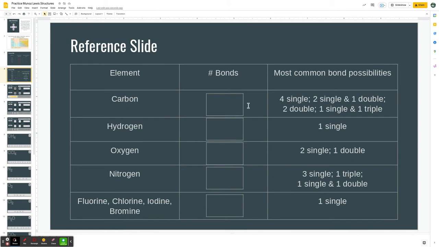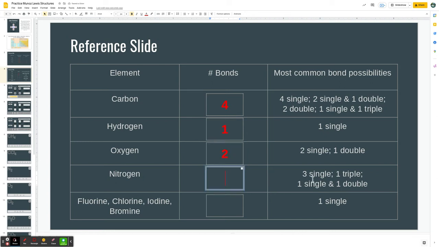Carbon. Carbon can do all of these things. It can make 4 single bonds, 2 single and a double, 2 double, or 1 single and 1 triple. So it has the ability to make 4 bonds. Hydrogen can only make 1 single bond, so we say that it can just have 1. Oxygen can make 2 single or 1 double bond, so it can make 2 bonds.